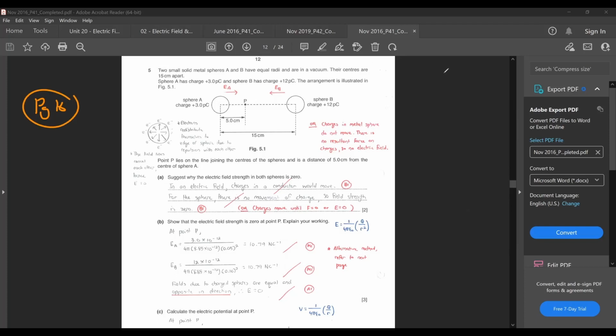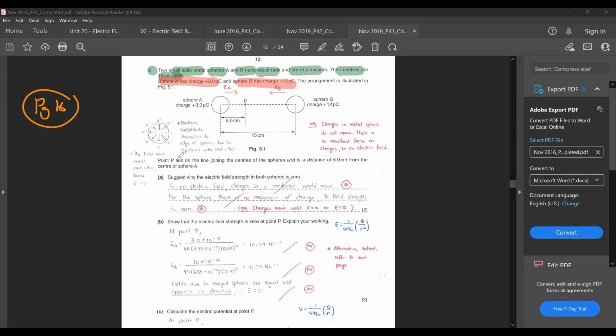Actually, it's something from another part of your chapter from last week. Now here they mentioned two small solid metal spheres A and B that have equal radii and are in a vacuum. The centers are 50 centimeters apart. Sphere A has a charge of 3 picocoulomb and sphere B has a charge of 12 picocoulomb. The arrangement is as illustrated in the figure below.